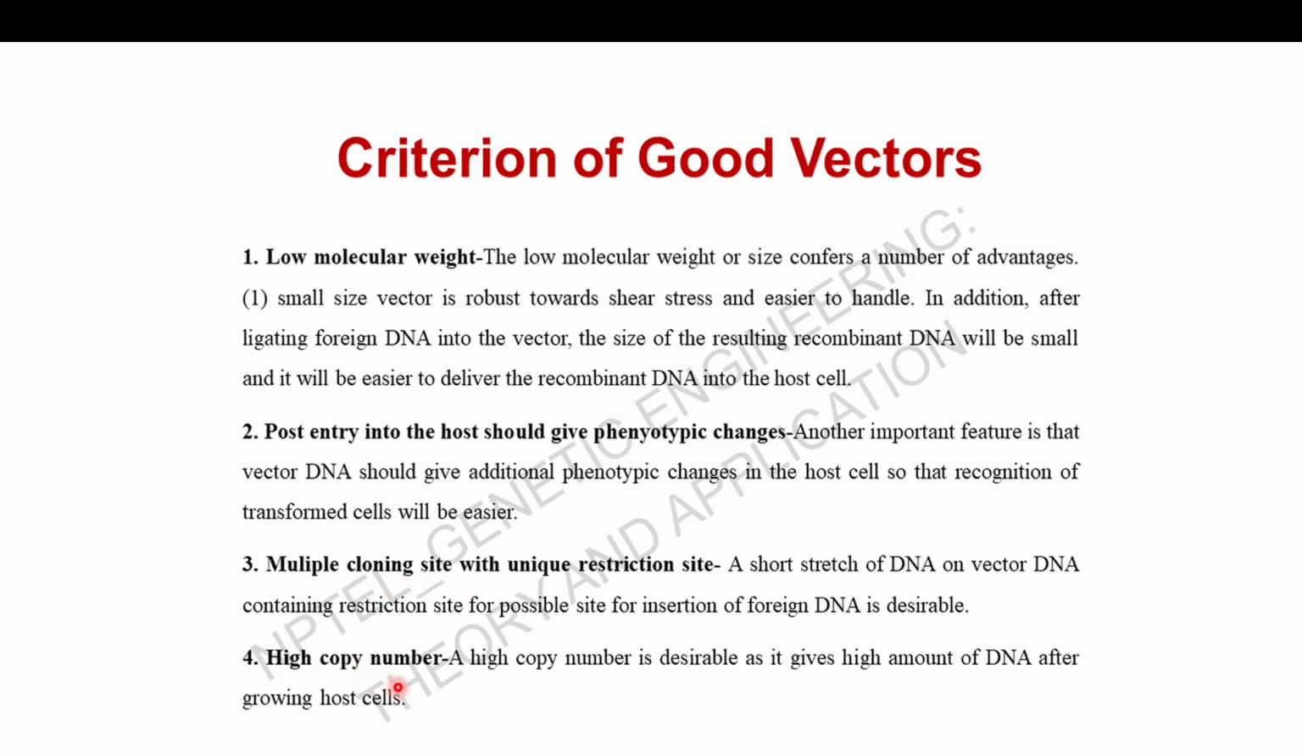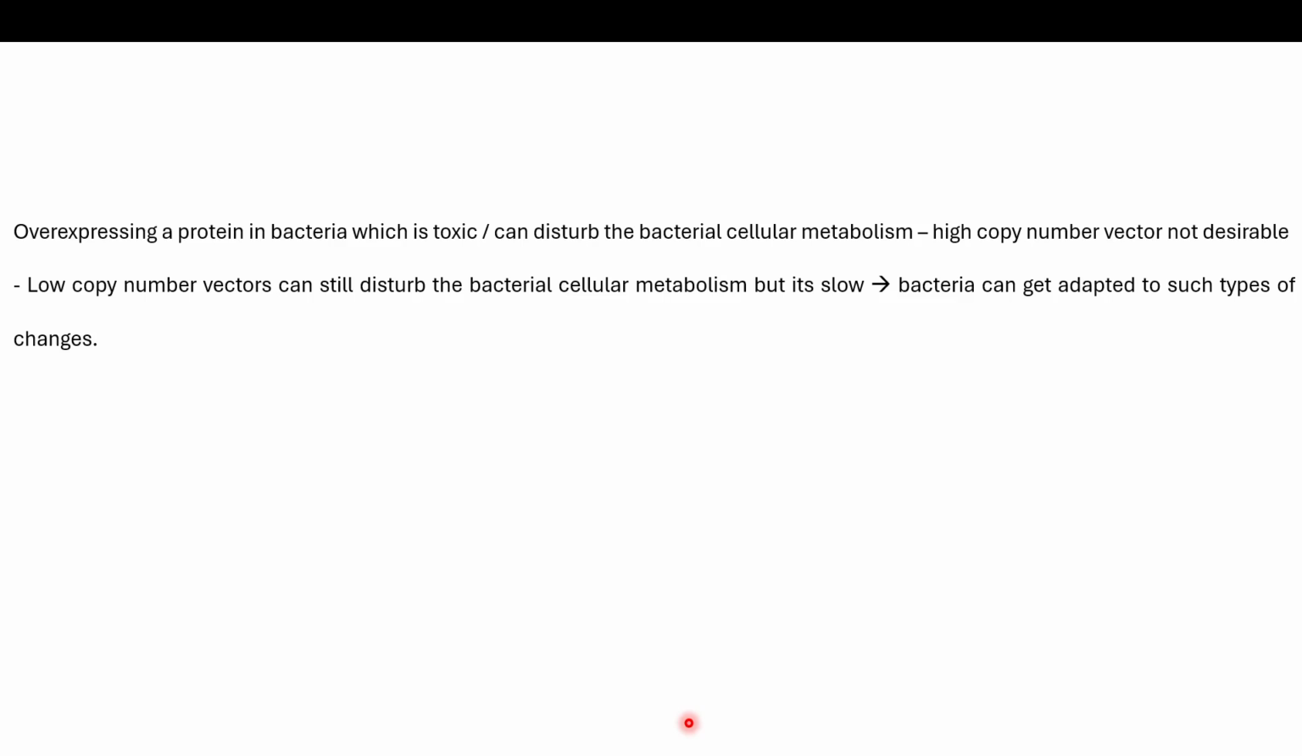Now, once the recombinant DNA is taken up by the host cell, it should be able to multiply and produce many more copies of the plasmid. Because we can get a high amount of the recombinant DNA after growing, or culturing, the host cells under suitable conditions.